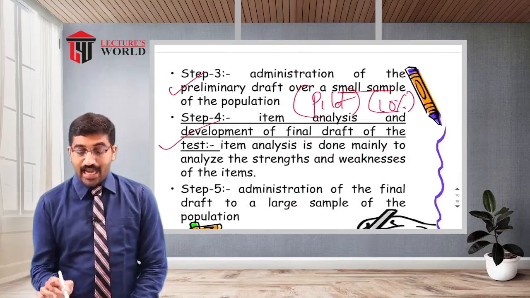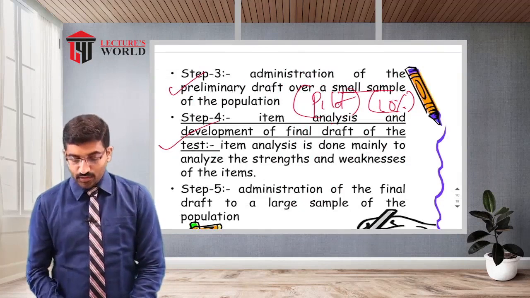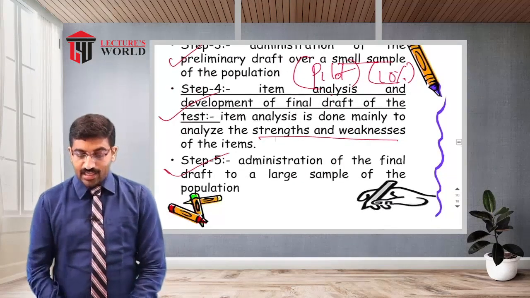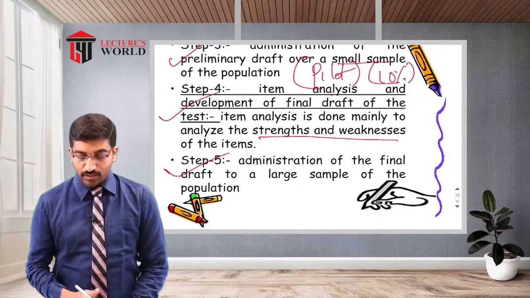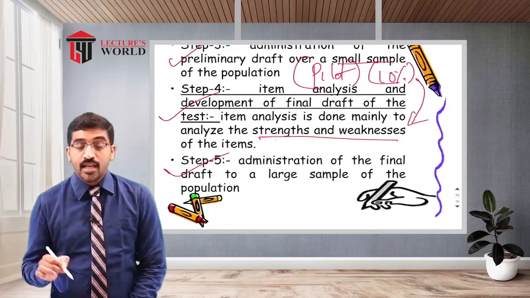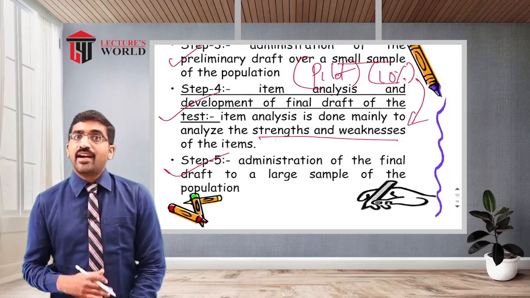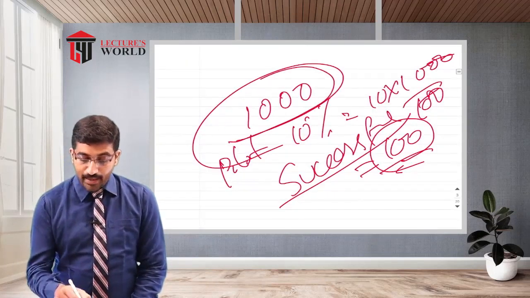Then we will go for analysis for the final draft. Finally, I will do all the scoring. I will see what the strengths and weaknesses are, and finally I will administer this draft to a large number of people, thousands of people. So the pilot project is very important. From the pilot project you can understand the weaknesses. Sometimes what happens, I administer to 10 people. See, the example only. 1,000 is my main sample.